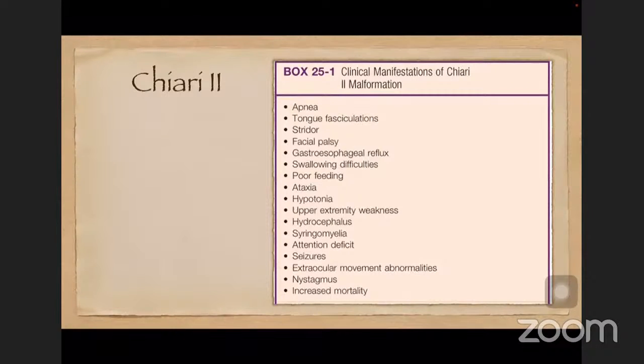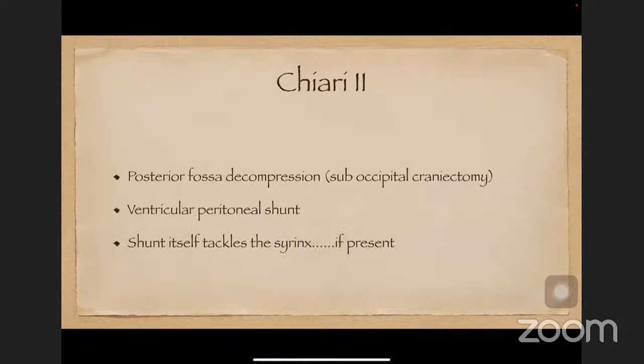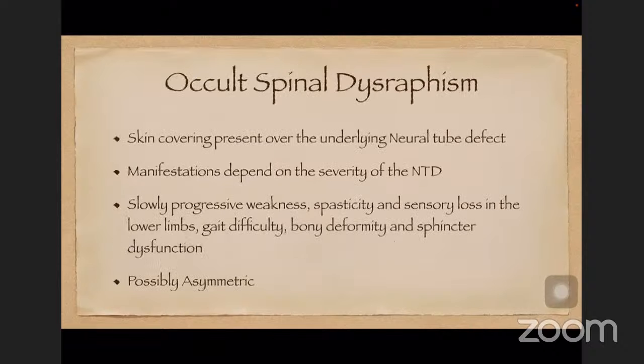Along with this, you can also see the syrinx which is developed in the upper cervical cord, sometimes in the middle, and syringostomy is not required, because if you decompress the posterior fossa or do the ventriculoperitoneal shunt, the syrinx by itself can get settled. Chiari II in association with MMC has an increased risk of mortality. So what we do is suboccipital craniectomy for the posterior fossa decompression, a ventriculoperitoneal shunt, and the shunt itself tackles the syrinx if the syrinx is actually present.